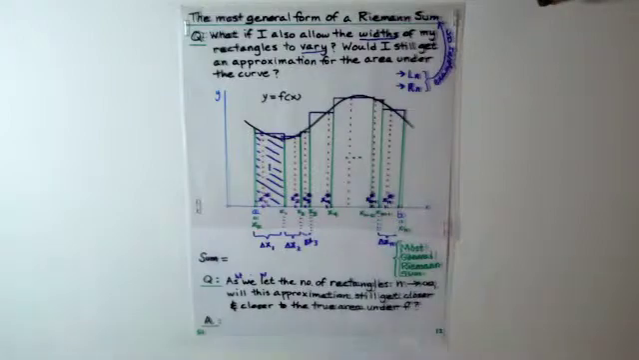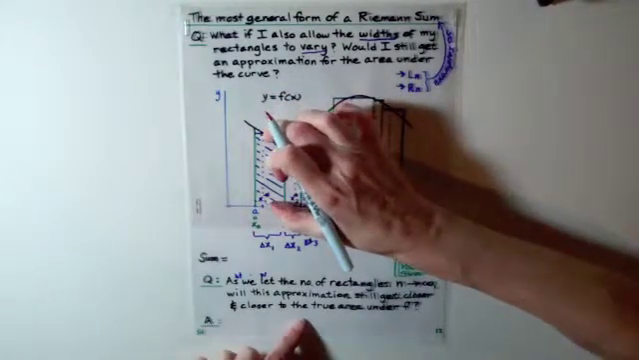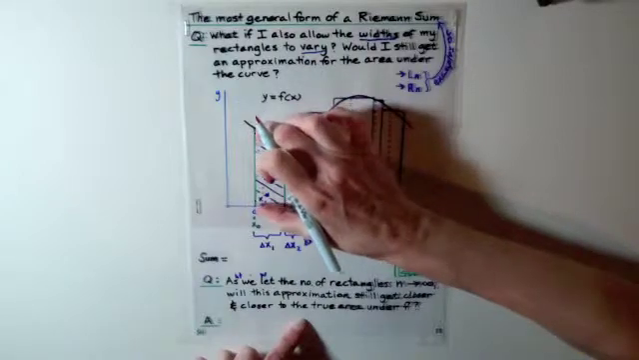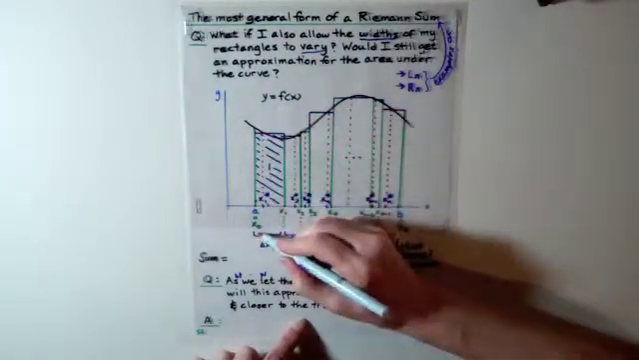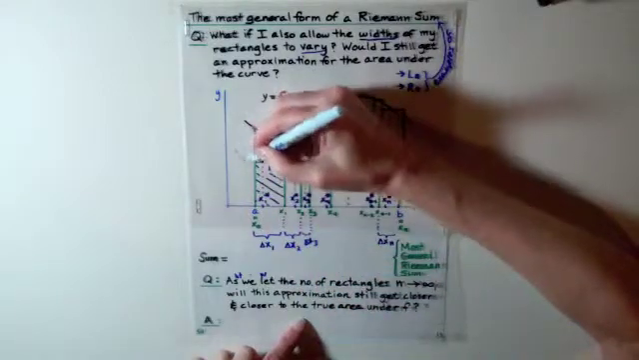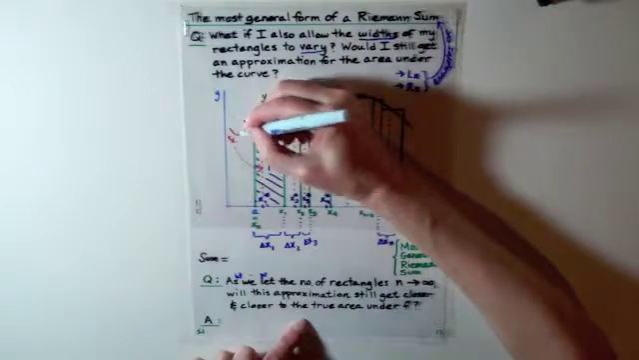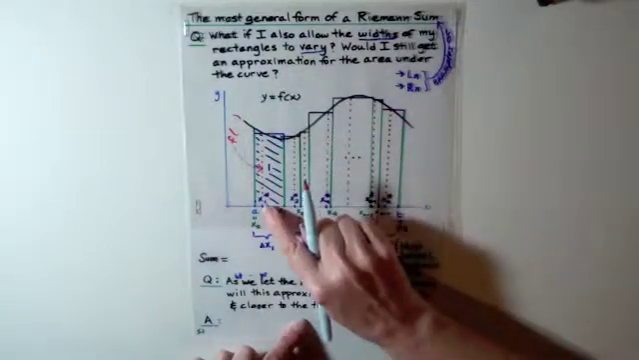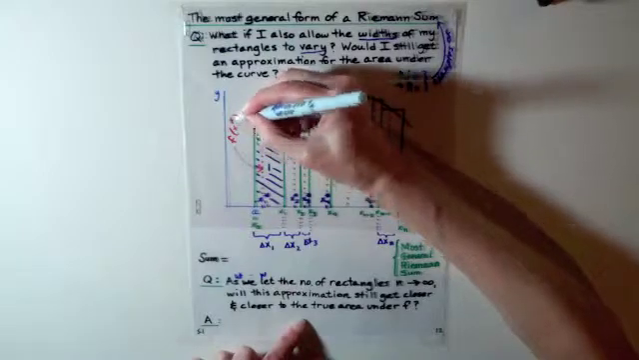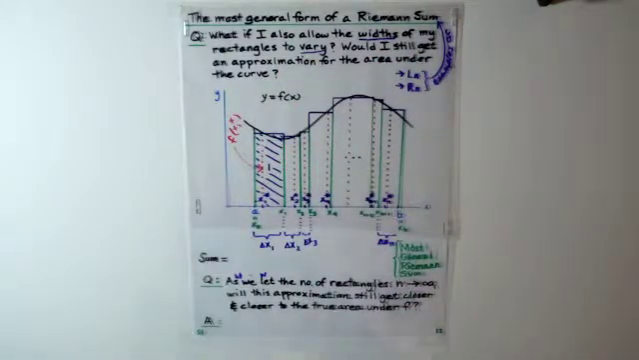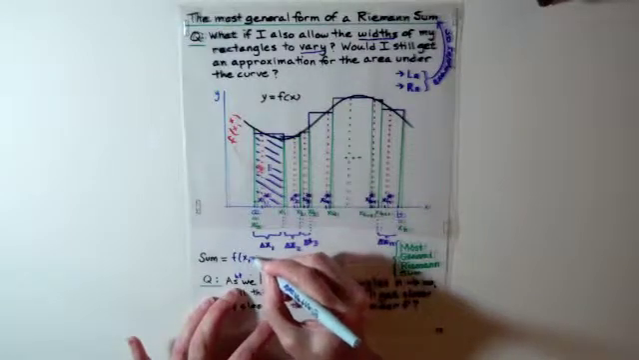So let's see if we can figure out what that is. Well, the height of that rectangle is this red dotted line. I've chosen an intermediate, arbitrary x value between x0 and x1 to create the height of my rectangle. How high is that? It's going to be f evaluated at this x value, so it'll be f evaluated at x1 star. So the height of my first rectangle is f of x1 star.